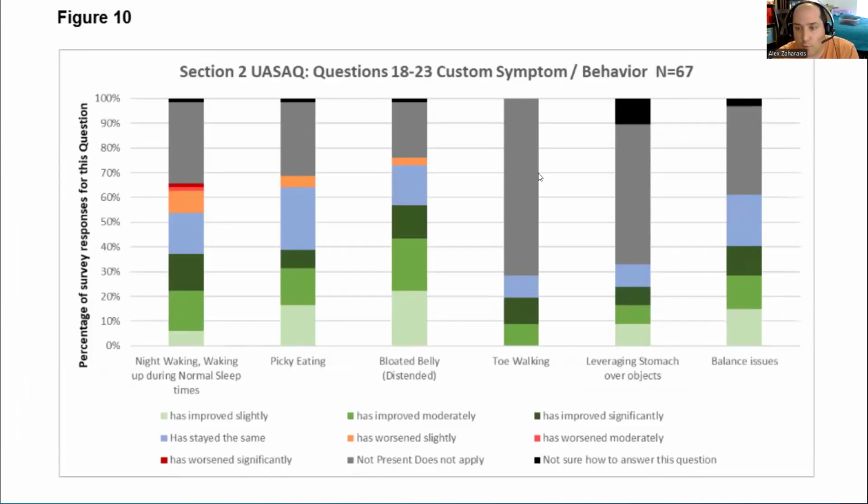Questions 18 to 23. Toe walking being also another huge NA. We're leveraging stomach over objects, pushing against them. You know, it's something that we've experienced in people that have some GI issues. They'll push over a chair or something like that.